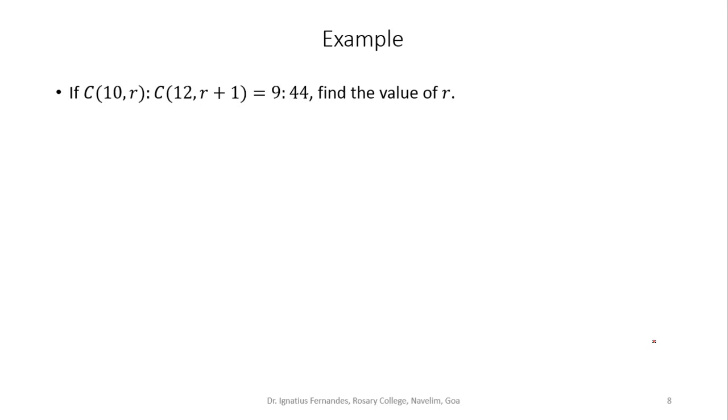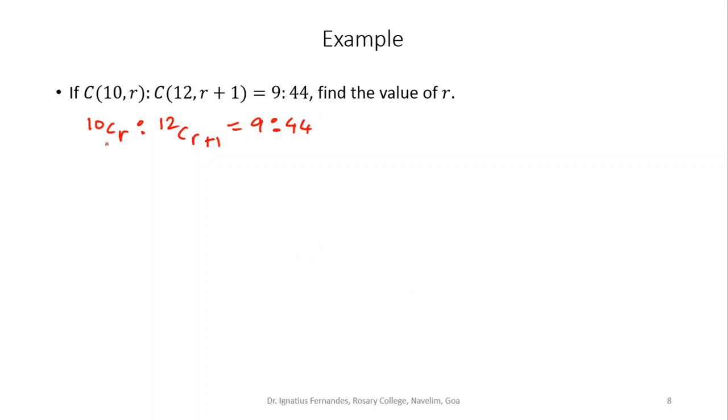We'll go to the next example. I have C 10 comma R. Now again I have a ratio here of 10 CR and 12 CR plus 1, and this ratio is the same as the ratio of 9 and 44.